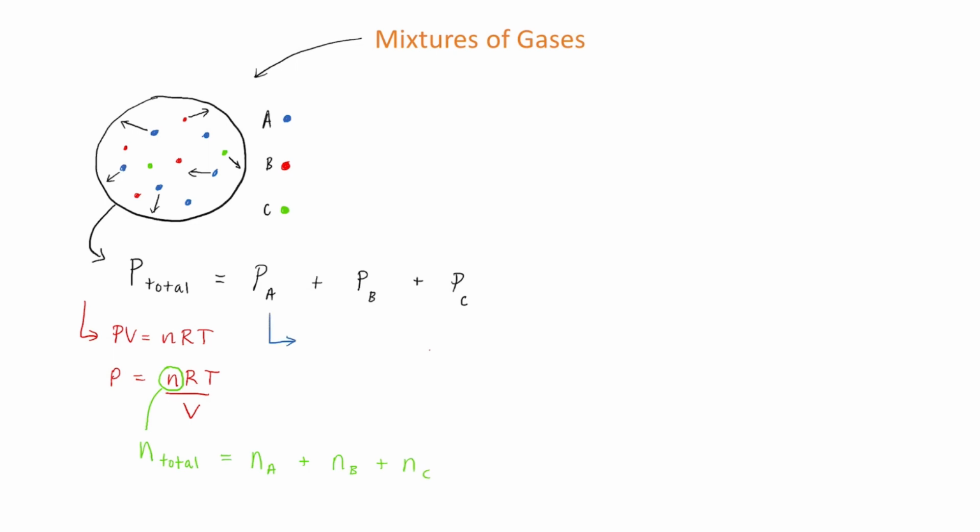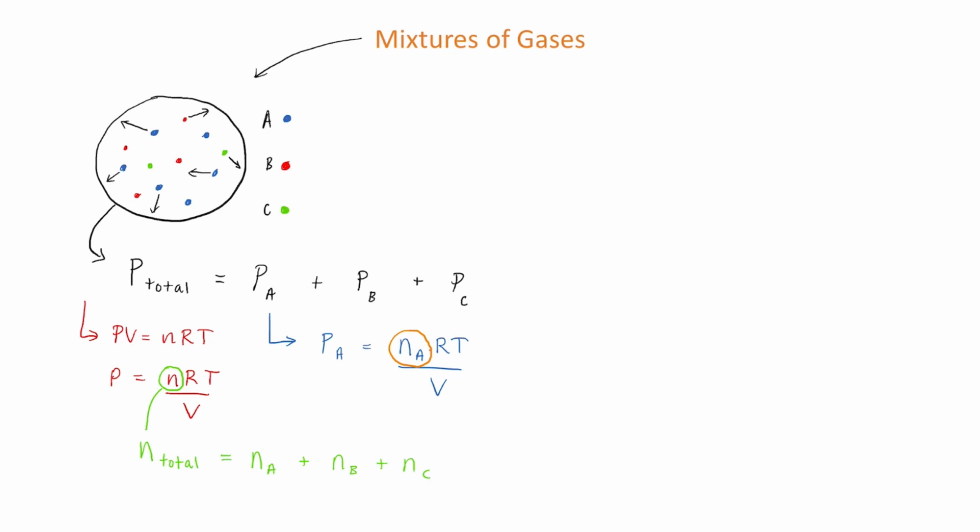But what if we only wanted to find the partial pressure of gas A? Well, we can still use our ideal gas law, but in this case, the number of moles is only the number of moles for gas A. The exact same thing would apply if we want to find the partial pressure of gas B. We're still using our ideal gas law, but the number of moles is only the number of moles of gas B. And now I challenge you to write the equation for the partial pressure of gas C.